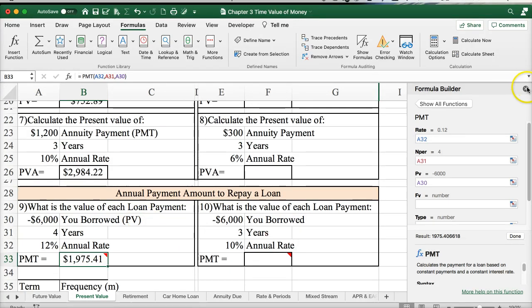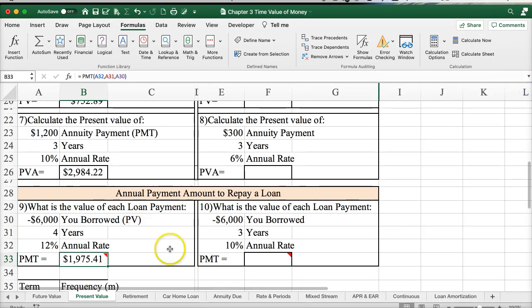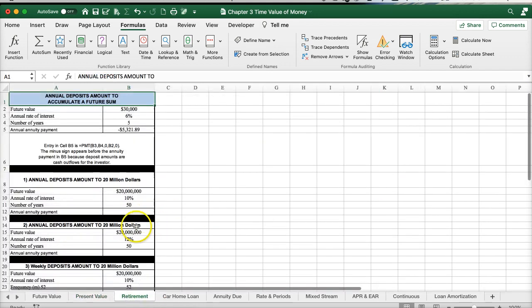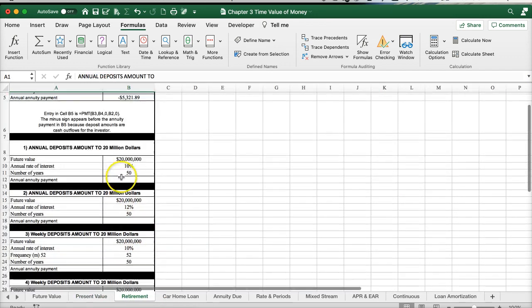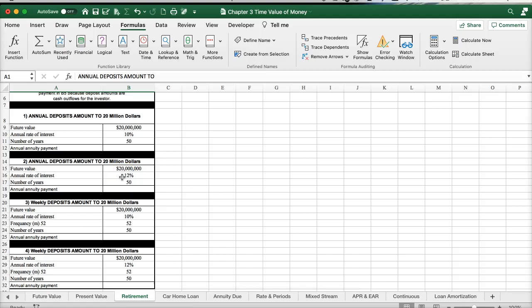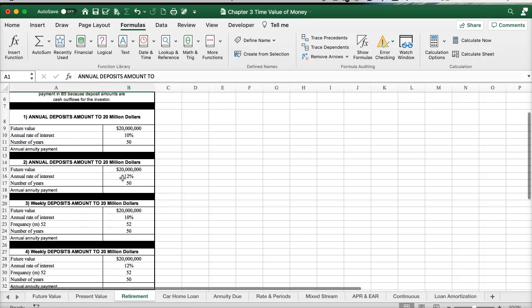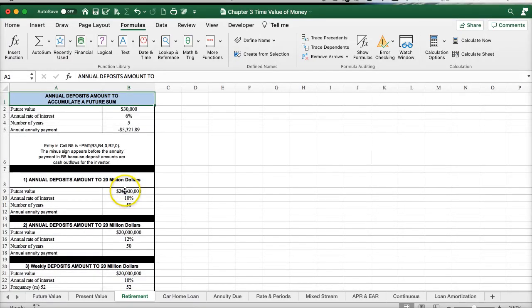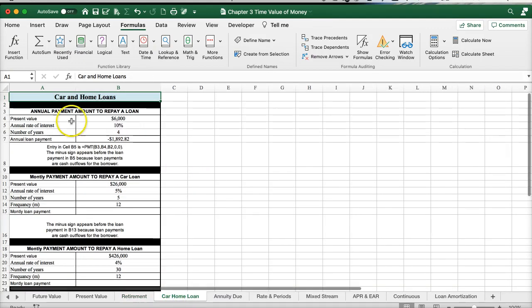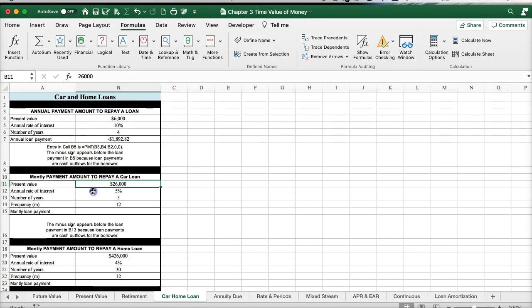Now, let's just look at a couple of the things in this spreadsheet. There's a retirement calculation in the spreadsheet, something that we're going to cover when we do our retirement chapter. Here we could calculate the car loan and home loan. Say you're going to buy a $26,000 car. That's going to be a 5% rate of interest for 5 years, and it's going to be a monthly payment. How do you calculate the value of that loan?